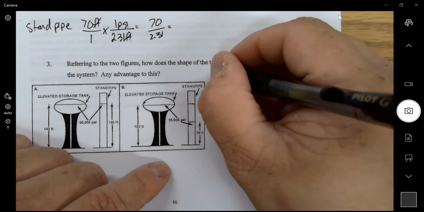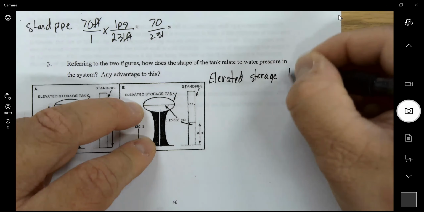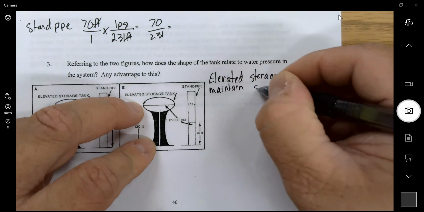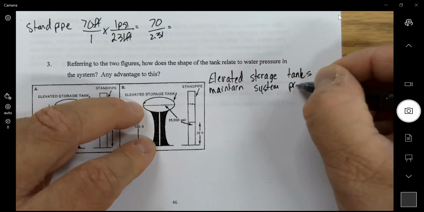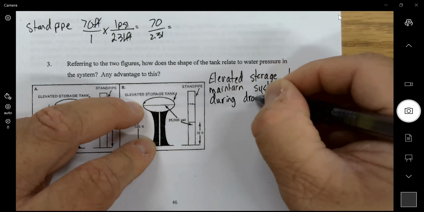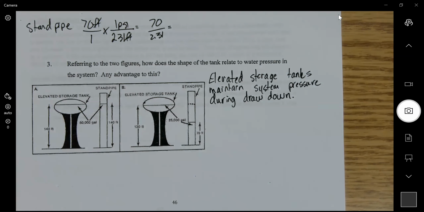So elevated storage tanks do have an advantage, right? Elevated storage tanks maintain system pressure during drawdown. And it's plain to see. So elevated storage tanks are done that way for a reason. All the water is held at the very top with this little riser pipe going up, so all the water is way up high. During drawdown, it maintains its pressure, so it keeps the pressure within your system high, okay?